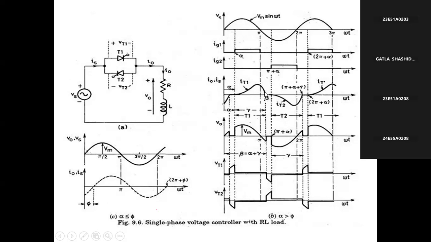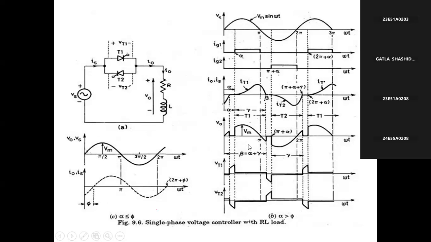See, current is also AC here. So this is for the RL load. This is the discontinuous conduction because current is coming to 0. After current comes to 0, you are giving the firing pulse. Suppose you give the firing pulse before beta, this current will not come to 0. If you give the firing pulse to T2 before beta here, this current will not come to 0. Again, current will increase up to 2 pi plus alpha.